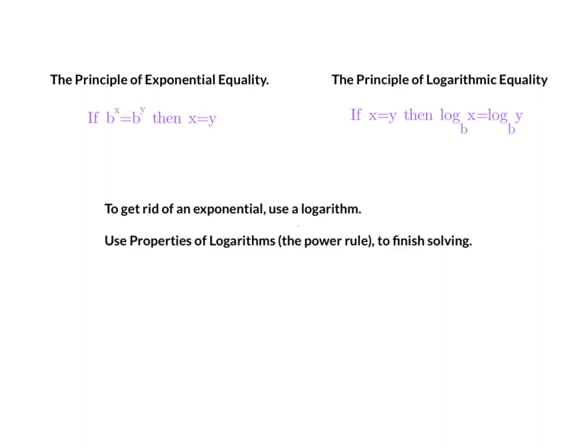The basic idea here is just like when we've looked at all of our other functions. In order to get rid of addition, we use subtraction. We use the opposite. To get rid of multiplication, we use division. To get rid of square roots, we use squares. Similarly, to get rid of squares, we use square roots. And so we're going to add to this: to get rid of an exponential, use a logarithm. We're going to need to know our properties of logarithms, as I said, the power rule. And then we're going to use our other techniques that we have already discussed in order to finish solving. So let's look at some examples of this.